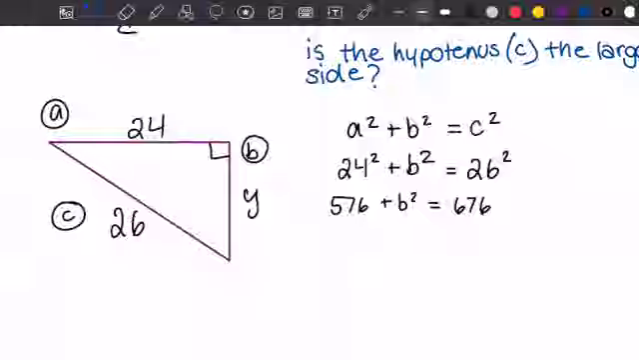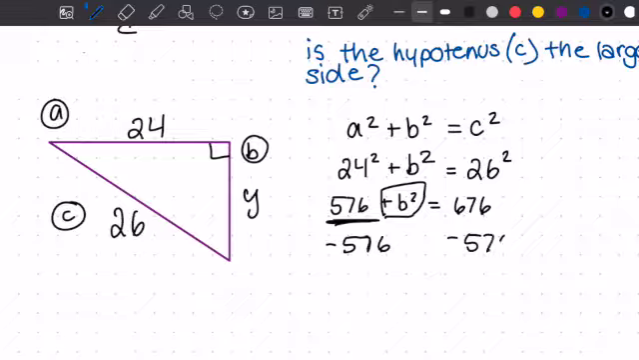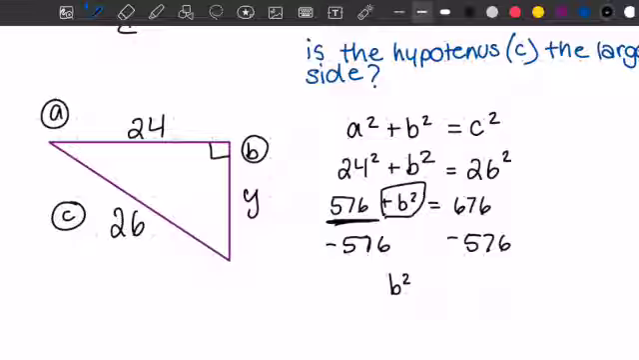How do I get B squared by itself? Not the square root yet, that's how you get B by itself. How do I get B squared by itself? What do I need to do with this number? How do I get rid of it? Minus it. Yes. So minus 576 from both sides. B squared is equal to what? 676 minus 576? 100.